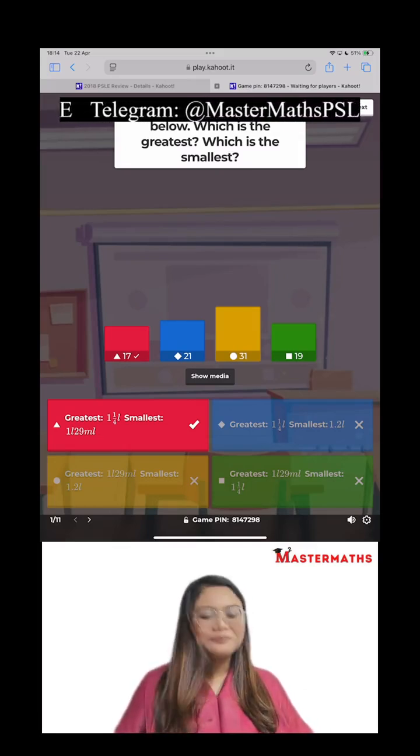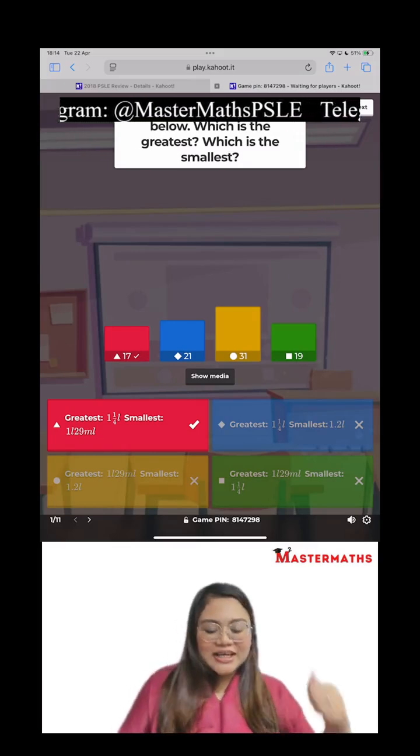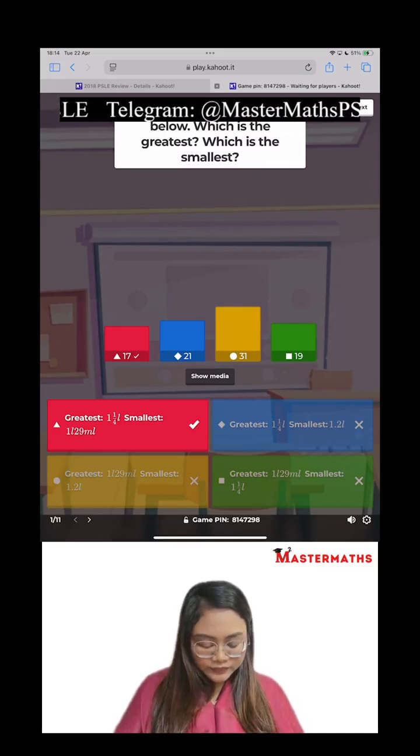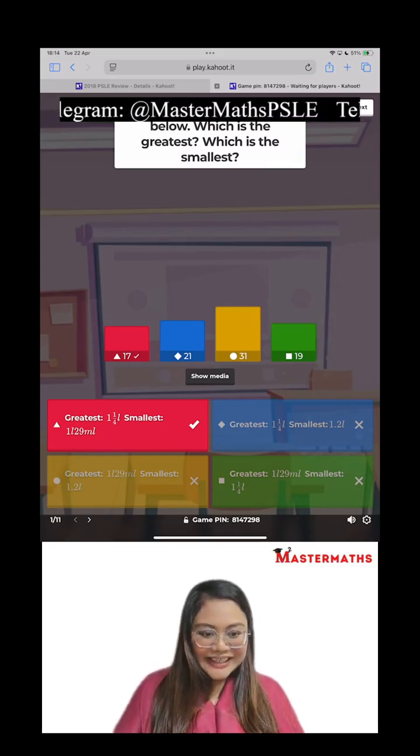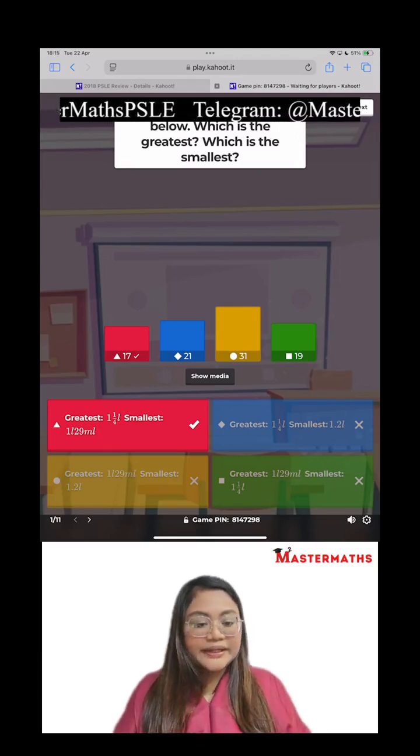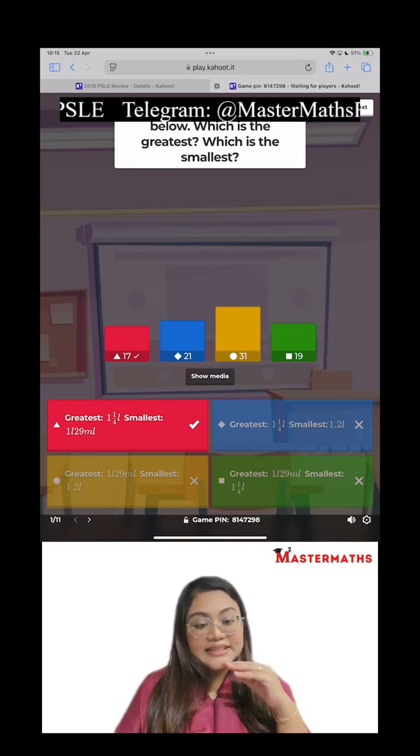Trick question. Alright, so Coach Hakim asked me to change the number so that it will be a trick question for some of you. Okay, so the correct answer is the red one. Let's take a look at the next question.